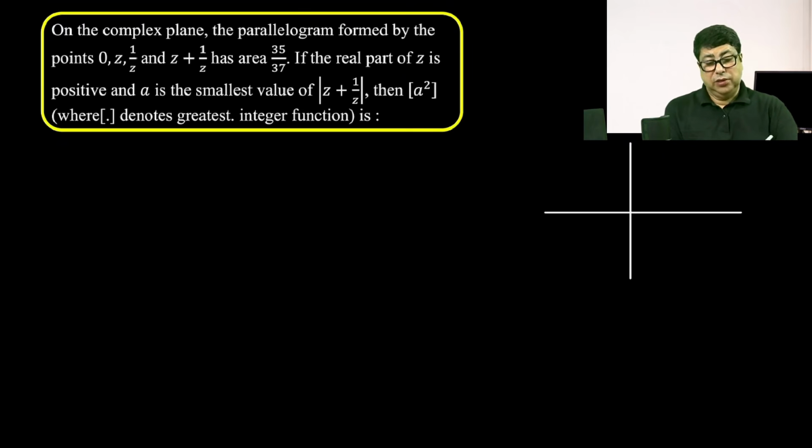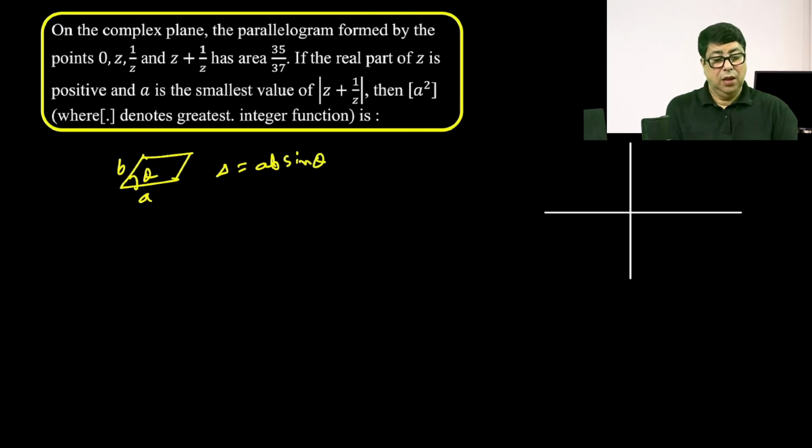draw one Argand diagram, and most importantly we know that for any parallelogram, if the coterminous edges are A and B and the angle is theta, then the area of the parallelogram is what? This is AB sine theta, that we know very well. Let us draw one parallelogram.